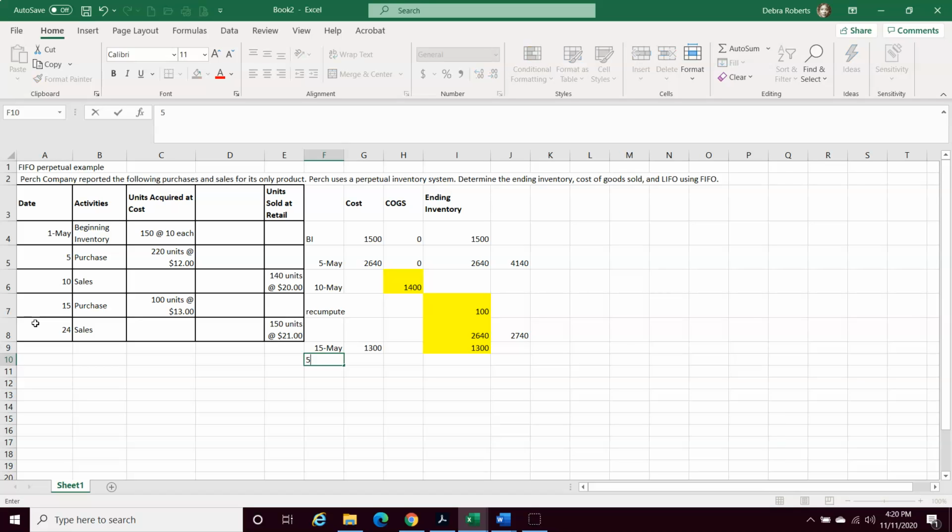In which case, on the 24th of May, we have a sale. And that sale is 150 units at $21 each. Well, we don't concern ourselves with this example with the amount we sold it for, because we're not really trying to compute gross profit. But we do want to know how many units we sold. So of that 150 units we sold, we have 3 layers upon which we can draw these inventory items. First in, first out requires us to take 10 at $10. That's the first layer.